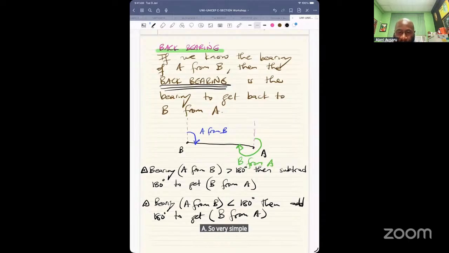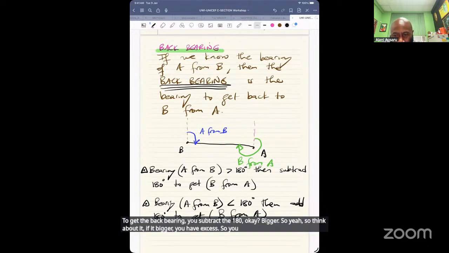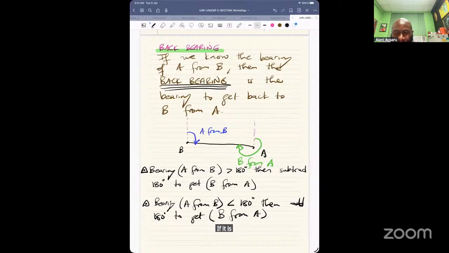Let me repeat. You have a bearing. If your bearing is bigger than 180, to get the back bearing, you subtract the 180. Think about it: if it's bigger, you have excess, so you subtract the 180. If it is smaller than 180, to get the back bearing, you add the 180. Because smaller, you want more. So you add the 180.